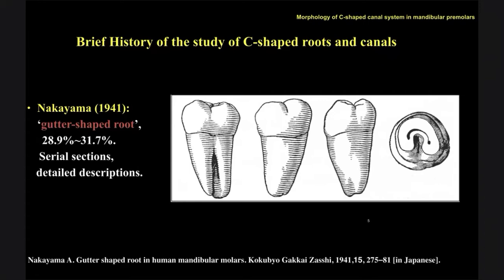The C-shaped root was first analyzed in detail by Dr. Nakayama in 1941, and he named it garter-shaped root. The prevalence of C-shaped roots in extracted mandibular second molars is about 30%.